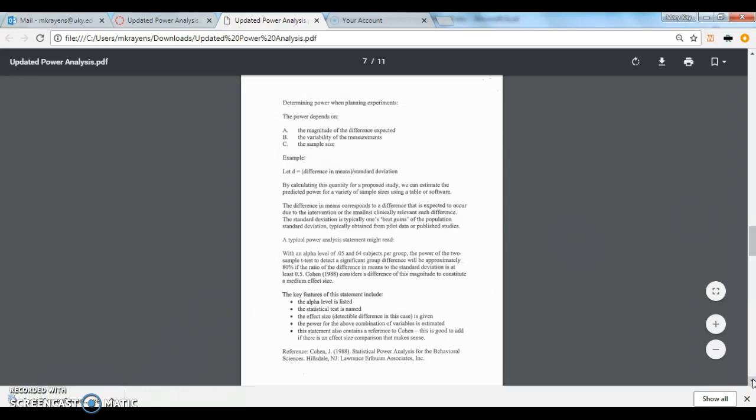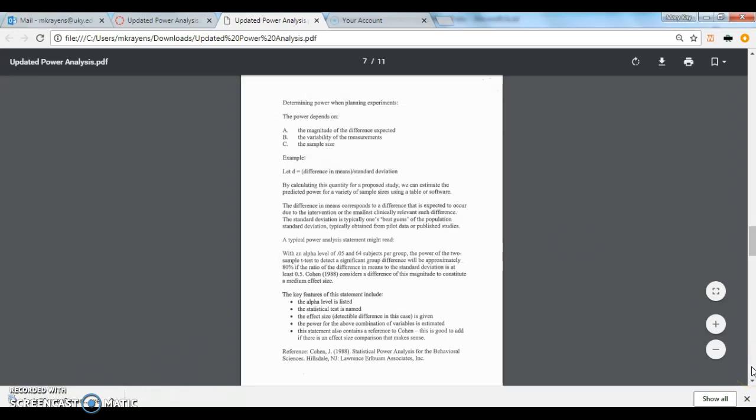Cohen is typically referenced in this context because he was the original person who developed a lot of the methodology behind power analysis estimation. But you notice the things that I mentioned there were the alpha level that I specified, what statistical test I'm using, the effect size that I'm assuming, the power that I estimate that I will get, and then citing Cohen would be a typical thing.